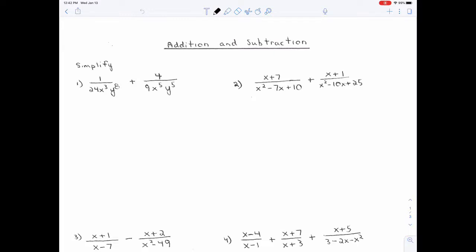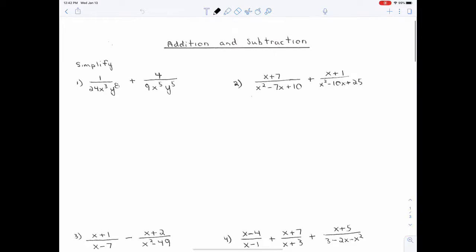Again, to find the common denominator, let's factor. Well, 24 is going to be 8 times 3, right? So it's 2 to the third times 3, that's 24, x to the third, y to the 8th. 9 is 3 squared, x to the 5th, and then y to the 5th. Okay, let's find the common denominator. And I like to write it as 1.